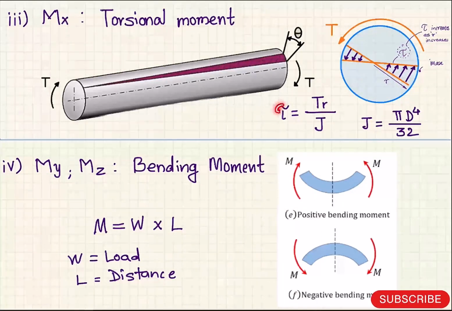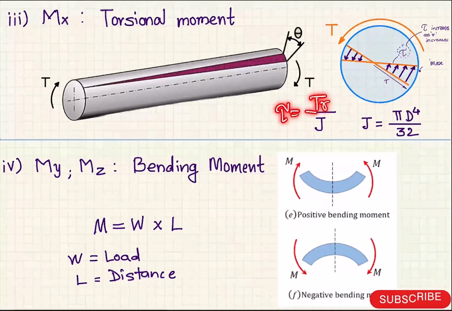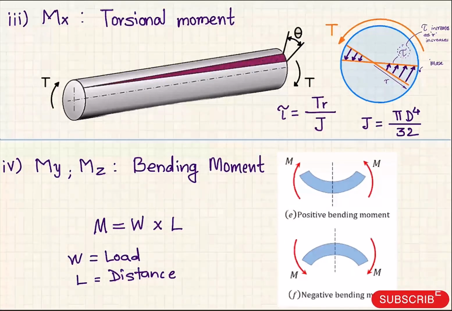Now the formula is torsion tau equals T into R upon J. T is nothing but the torque applied on the body. R is the radius from the center of the specimen to the farthest position of the molecule. J is nothing but the section modulus. J can be defined by pi into D raised to 4 upon 32, which is for a solid rod. Now we can see the net moment vector acting normal to the cross section is called the torsion moment. So the vector acting normal to the cross section is called a torsion moment or torque.